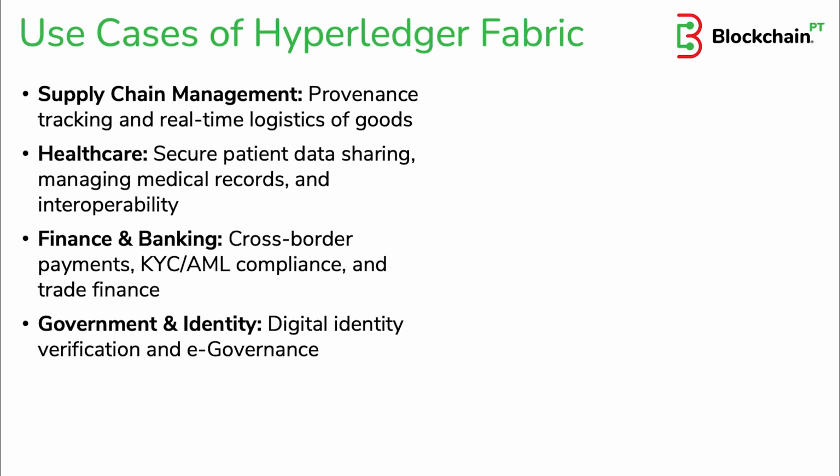Use cases of Hyperledger Fabric. Hyperledger Fabric provides ledger-based solutions to diverse areas. Examples include supply chain management to deal with provenance tracking and logistics, healthcare to secure patient data, and interoperability between systems. In finance and banking, Hyperledger is part of solutions for cross-border payments, regulatory compliance, and trade finance. Some applications of Hyperledger Fabric also involve digital identity verification and electronic governance.